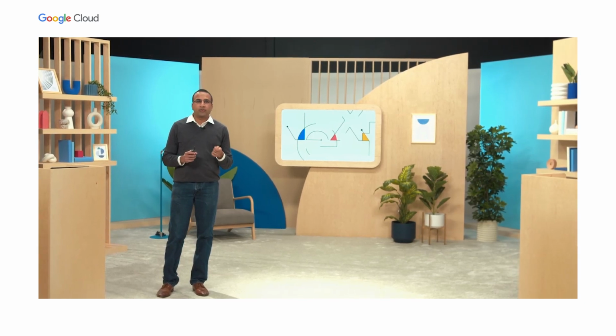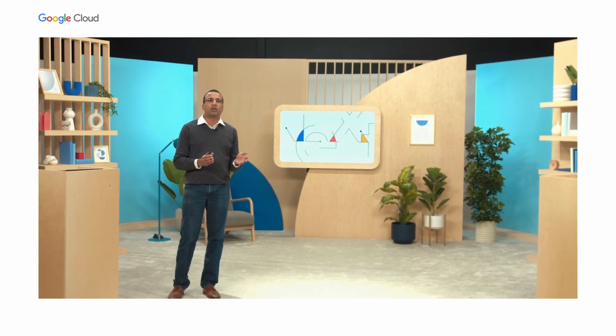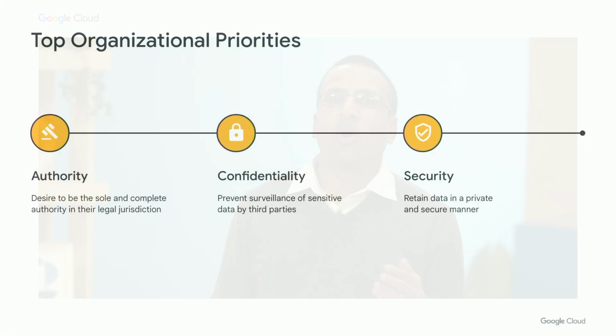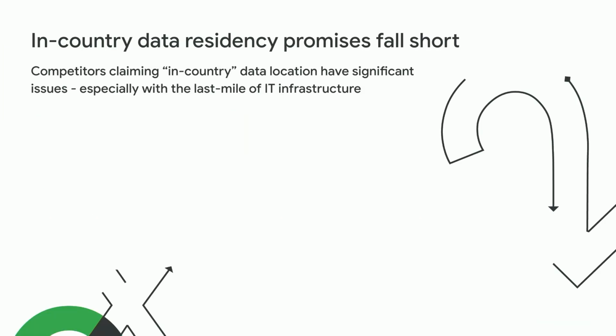Now, there is a belief that just in-country data location alone provides digital sovereignty. Looking at these needs, it is fairly clear that in-country data location cannot address all these sovereign needs or requirements, especially needs like confidentiality and security. Moreover, for SaaS productivity solutions, in-country data location by itself presents a broken promise. We say this because the last mile of IT infrastructure presents significant challenges that come in the way of true or full data locations for SaaS solutions.